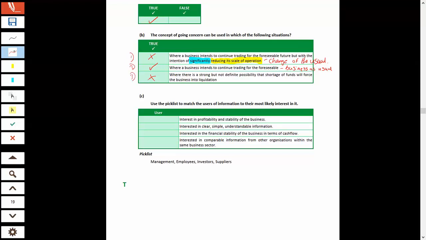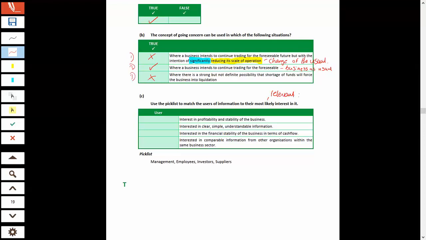Okay, let's do point C. Let's get this wrapped up. We're going to use the pick list to match the users of information to the individuals or the proprietors most likely interested in it. Now, this is one of those questions I don't like because they're very gooey. Like I said, you can form an argument that a user would want more than one of these. But what we are looking for here is the most relevant one. So again, most likely, it's most relevant.